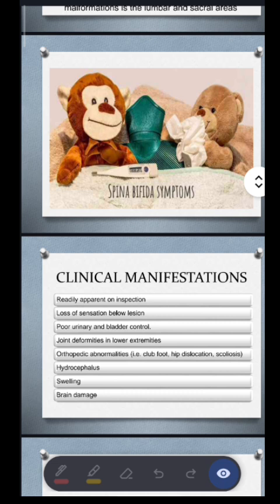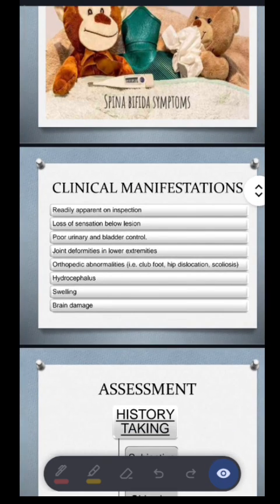Then hydrocephalus, which is also a congenital malformation affecting the brain. Then swelling, then brain damage. These are the clinical manifestations. Loss of sensation below the lesion, poor urinary and bladder control, joint deformities in lower extremities, orthopedic abnormalities, club foot, hip dislocation, scoliosis, hydrocephalus, swelling, brain damage.